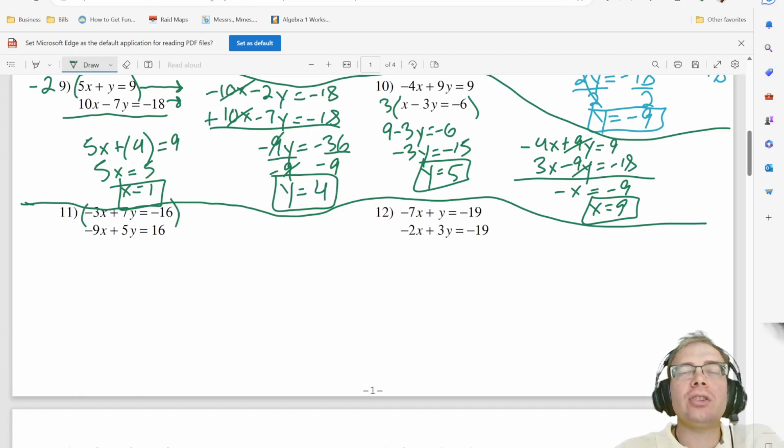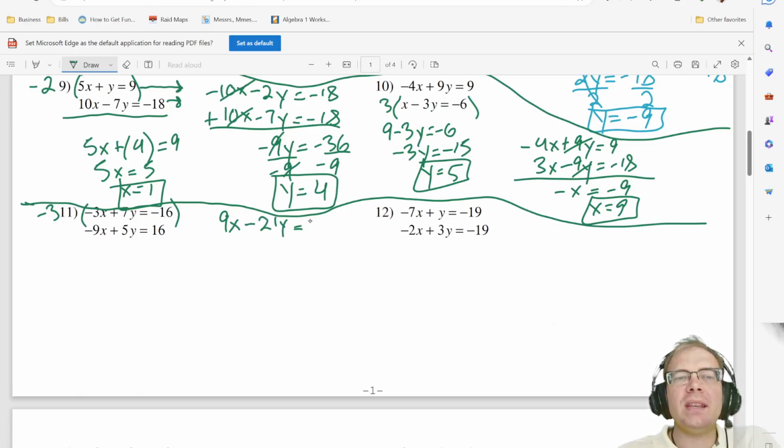If I choose to try to eliminate the x's, all I need to do is multiply the first equation by -3. Okay, and that'll work. That'll work just fine. So let's do that instead. So 9x minus, and assuming that's a 7 there, that would be -21y. And then 3 times 16, 48, I think.